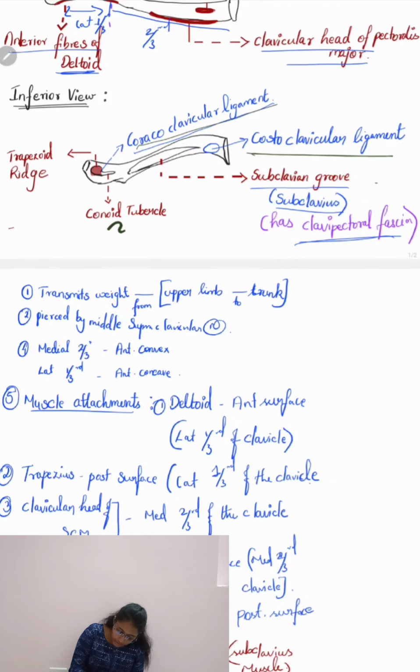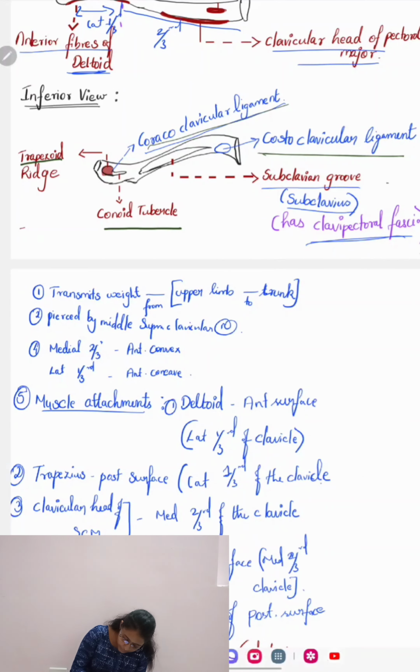and there is a tubercle known as the conoid tubercle and a ridge named the trapezoid ridge. So this is about the inferior view. It transmits weight from the upper limb to the thorax. So it helps in weight transmission.